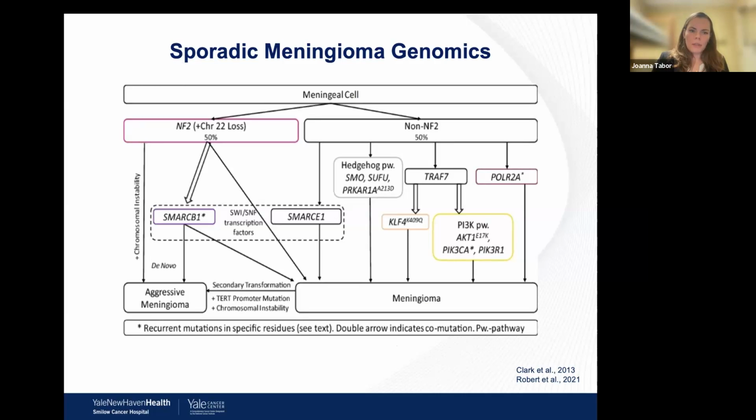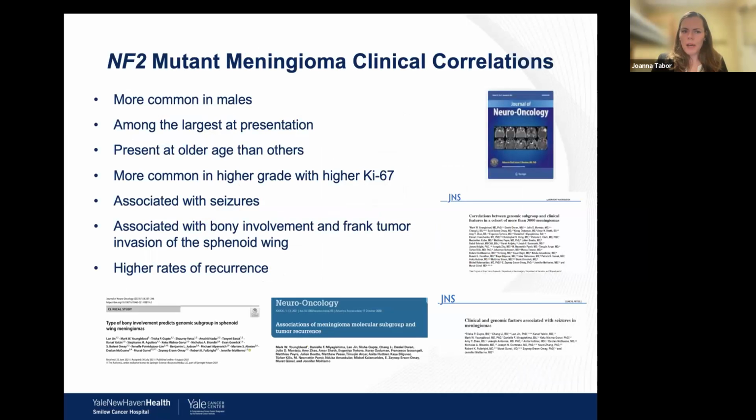And importantly, the NF2 meningiomas that have chromosomal instability or co-mutations in SMARCB1 are really the ones that become aggressive. So this genomic framework really helps us understand some of the variability in this meningioma behavior that isn't captured by histology. So over the past decade or so, we've looked at some clinical correlations of various genomic subtypes.